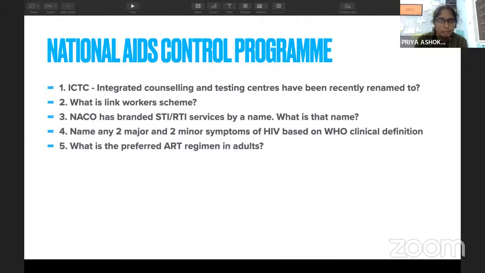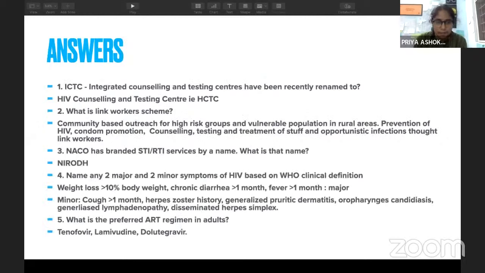So you have three answers which are right. Link worker scheme, you didn't tell correctly. So ICTC is also called HCTC now. It is HIV Counseling and Testing Center. This is something that I learned at the PHC when I was posted there.